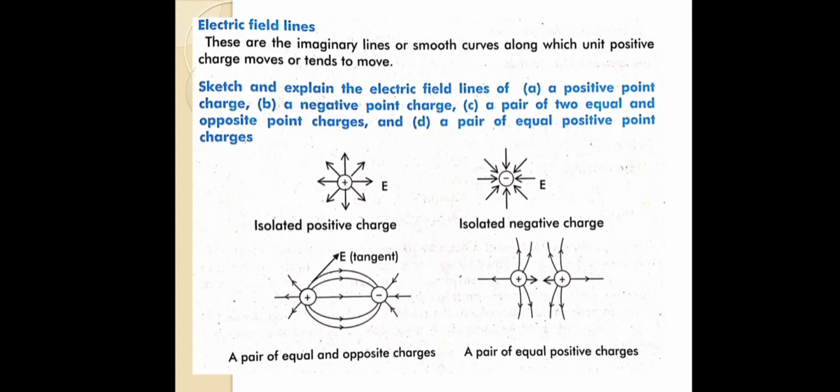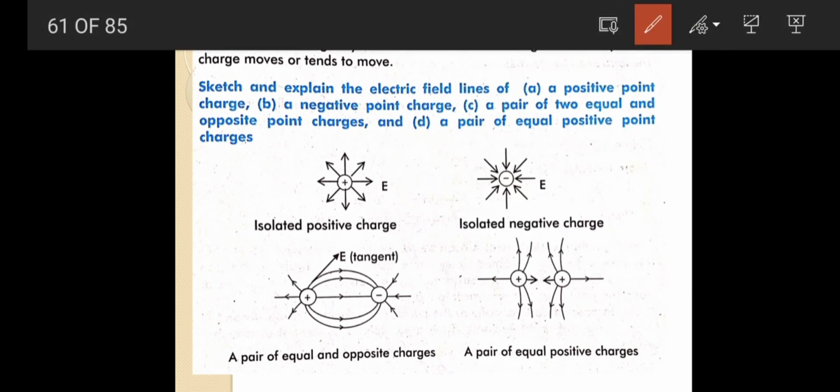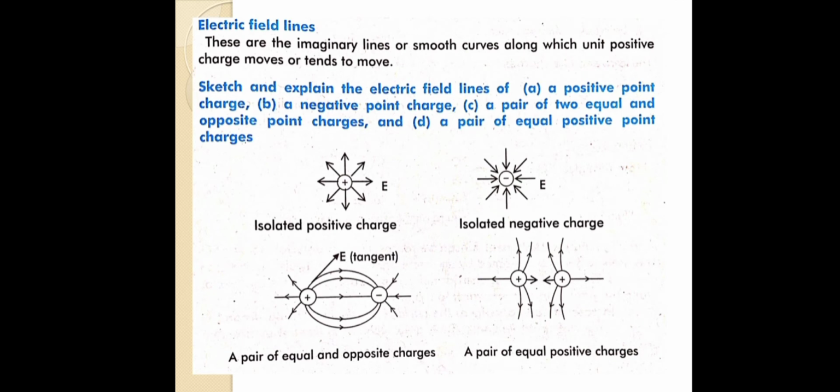Now let us have a discussion on electric field lines. What are electric field lines, why do we use them, and how do we represent the electric field in terms of electric field lines? These electric field lines are imaginary lines. Remember, they are imaginary lines or smooth curves along which a unit positive charge moves or tends to move. Electric field lines are the imaginary lines which we use to represent the electric field around any given charge.